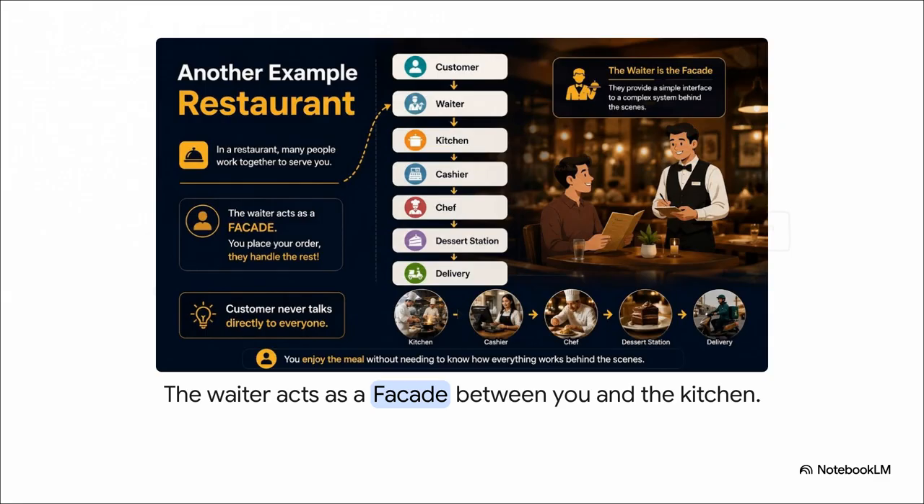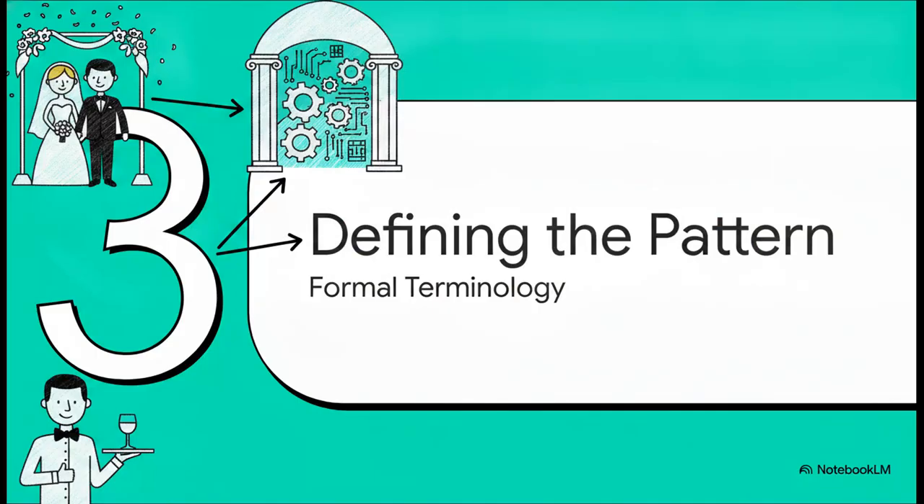The waiter is your facade. You just place your order and they handle literally everything else. They coordinate with the chef, they check the tab with the cashier, and they bring you your food. You just get to sit back and enjoy the meal without needing to know a single thing about the chaos behind those kitchen doors. Number 3.